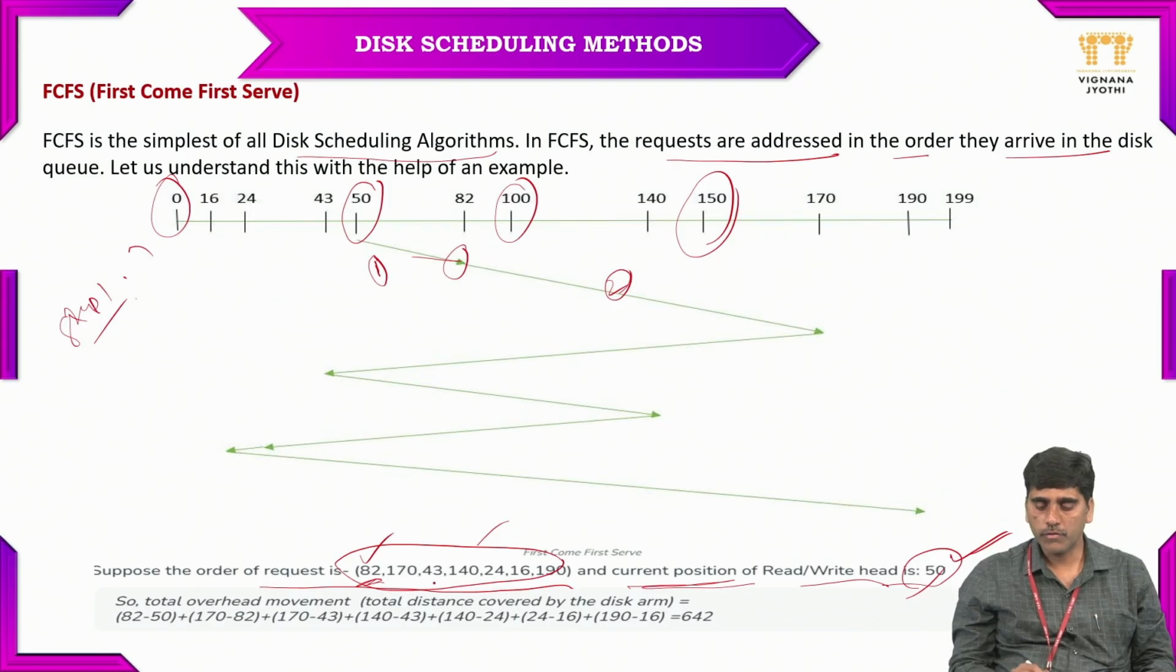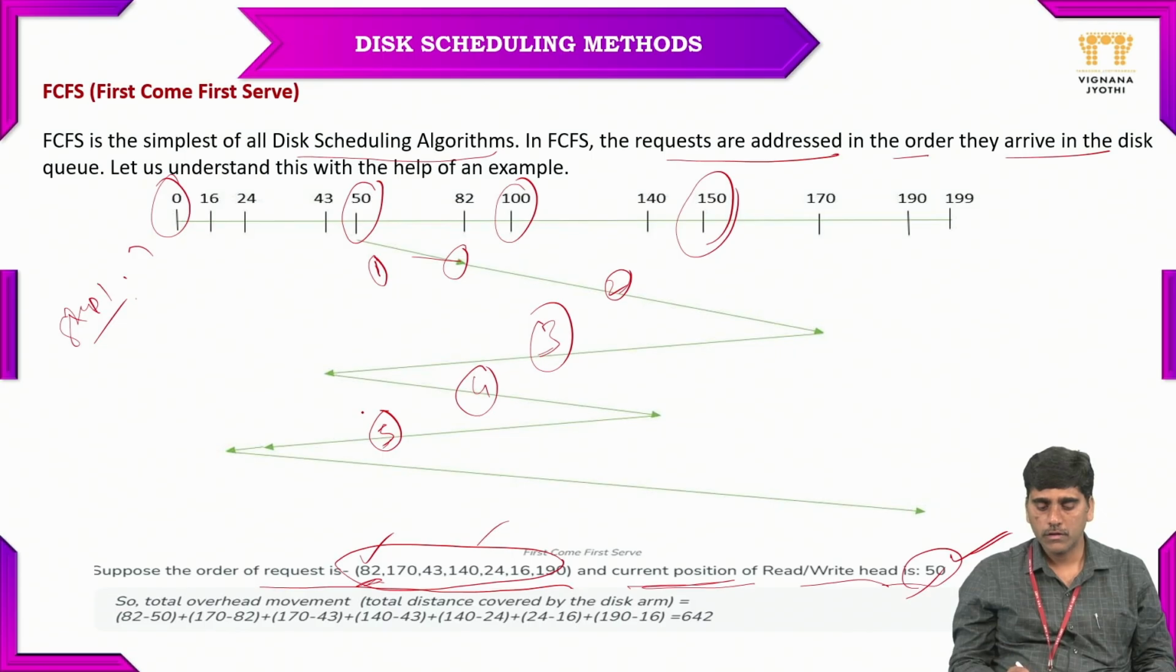And next, 143 is the third movement. So from 170 to 43 is the third movement, and similarly 43 to 140 is the fourth movement. And then next, 140 to 24 is another movement, that is the fifth movement.